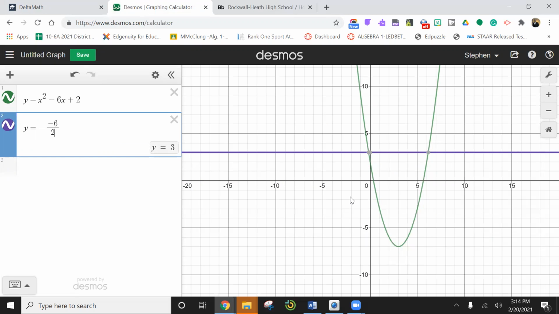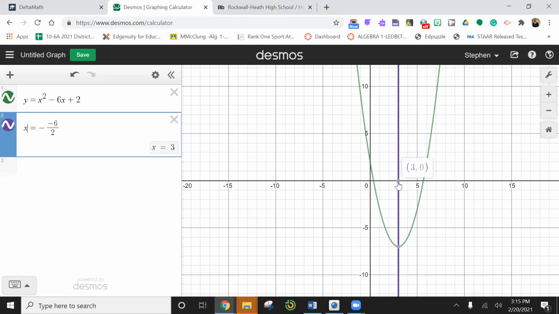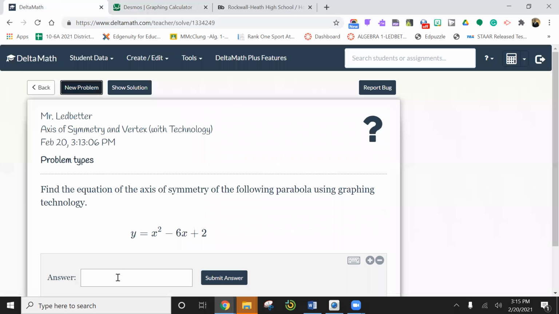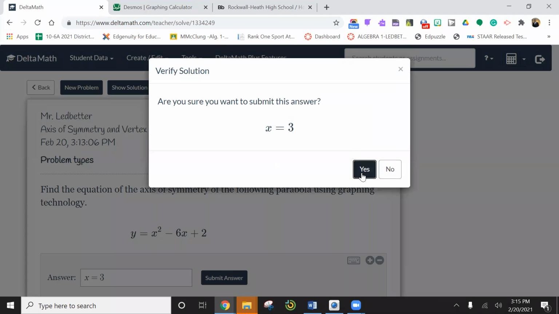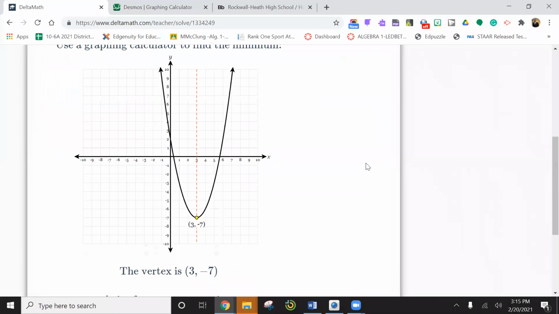So you already know that your axis, I put Y, but it's supposed to be X, the axis of symmetry, and it won't accept that, I don't think. Look right here, it's at 3. We could also click on this and go up and see it's on 3. So my answer should be 3. And there you go. Same thing. Nothing changes.